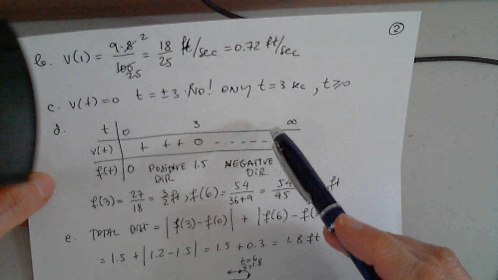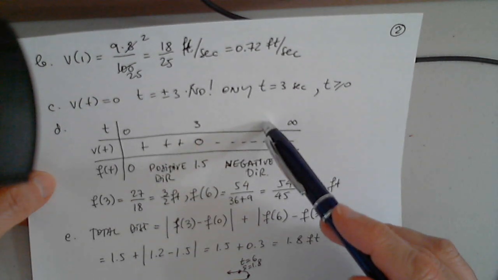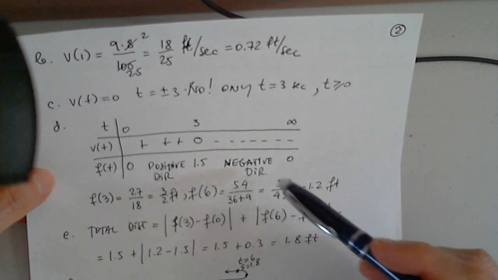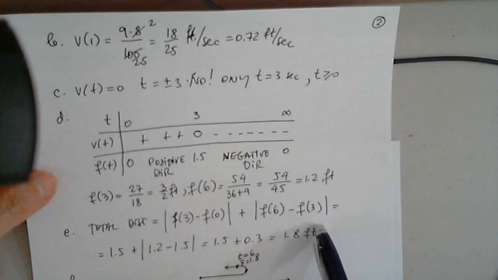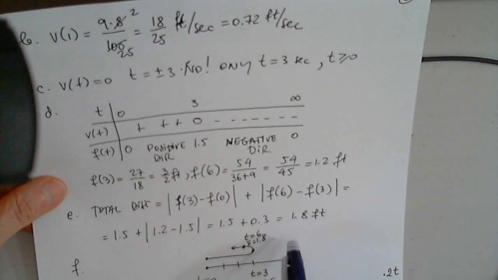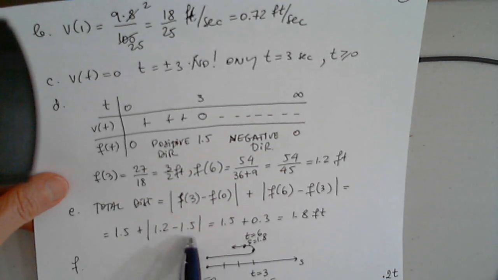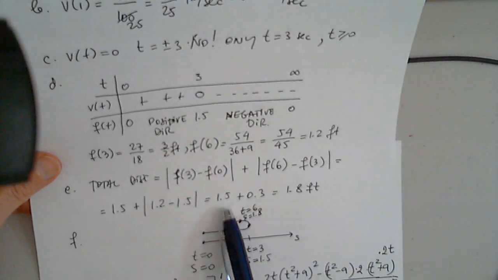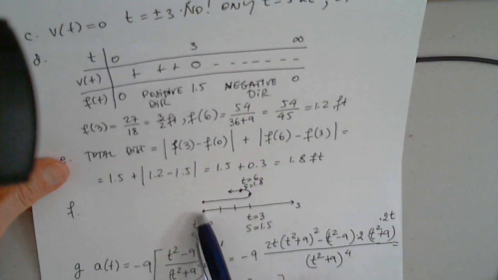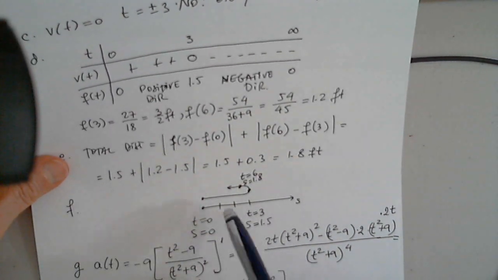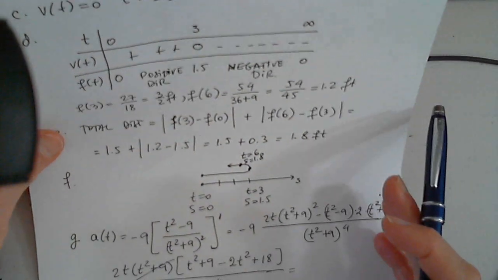But the distance between 3 and 8 does need the absolute value because the direction of the particle is negative. So f of 8 minus f of 3, I plugged in all these numbers, and I found this is 1.5, and this is 1.2 minus 1.5, and 1.5 plus 0.3 is 1.8. So here is that figure showing that the particle moves in the positive direction and then in the negative direction.